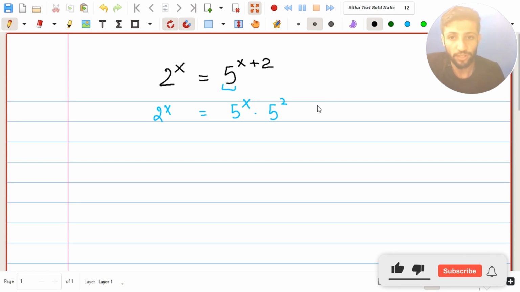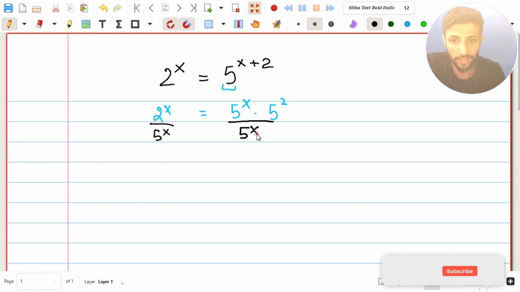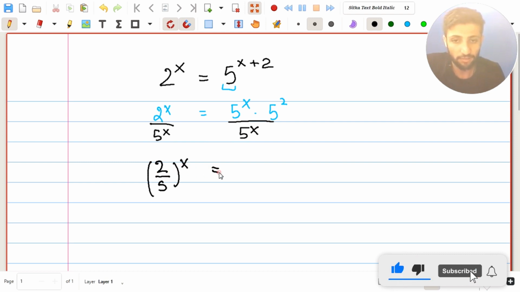That depends on you. If I divide this whole equation by 5 to power x, then it becomes 5 to power x divided by 5 to power x. So I can write this 2 to power x into 5 to power x as 2 over 5 whole to power x equal to this and this cancel out. So I will get 5 to power 2, that is simply 25.